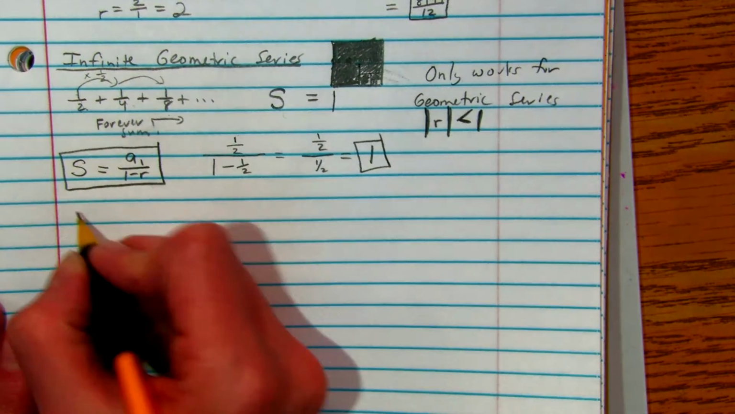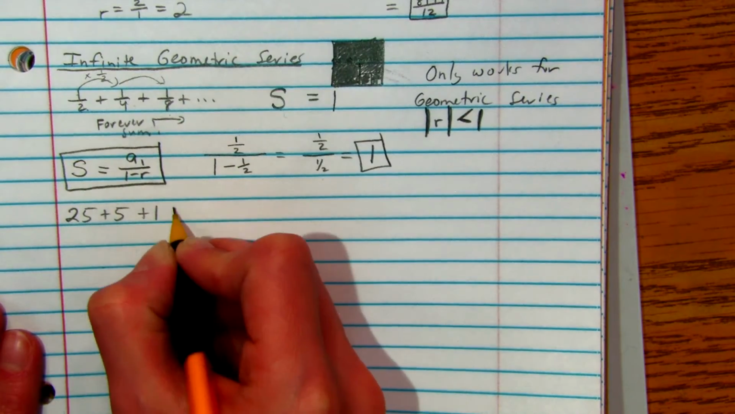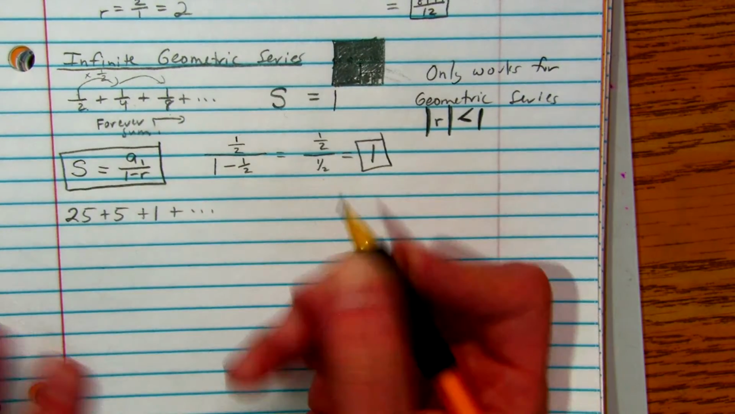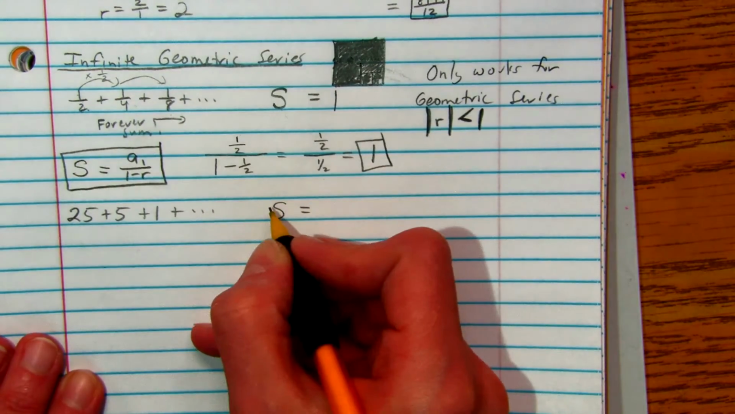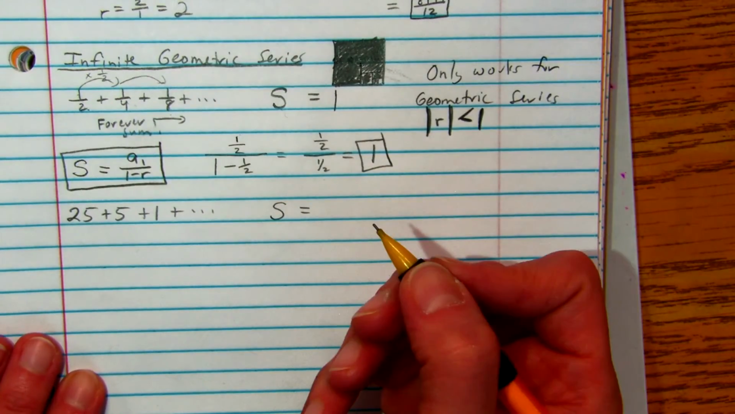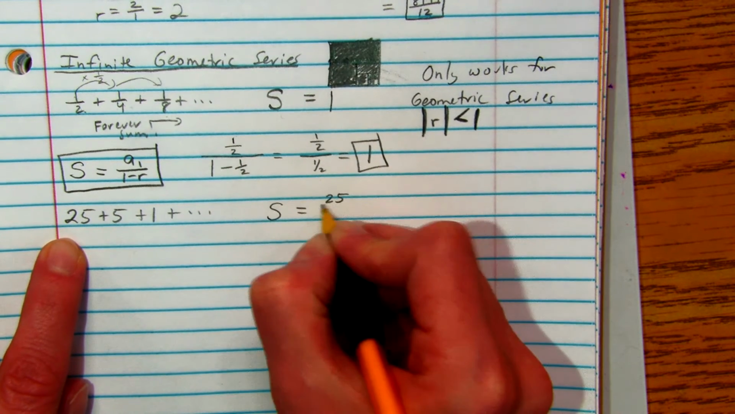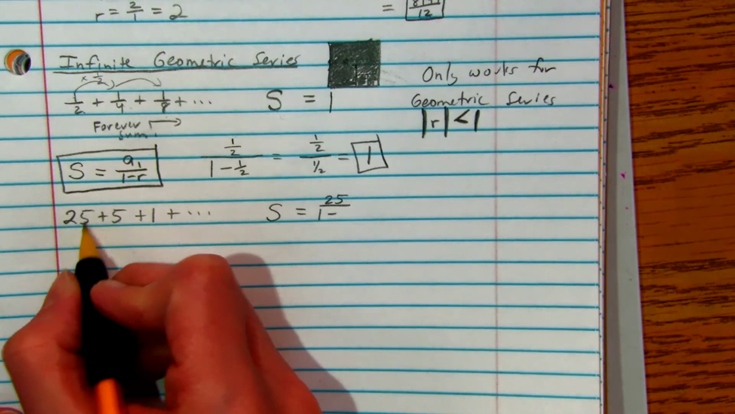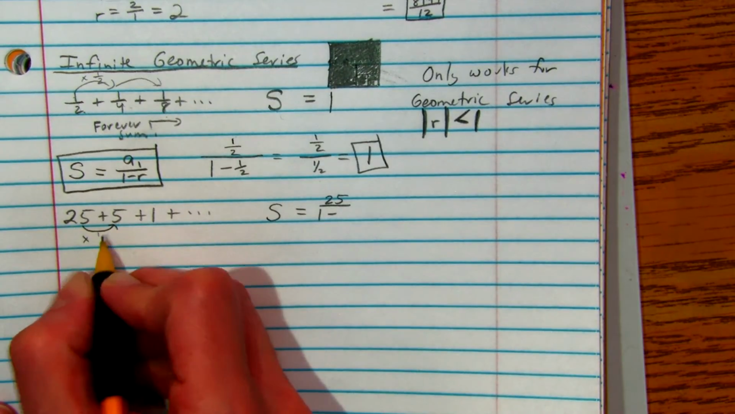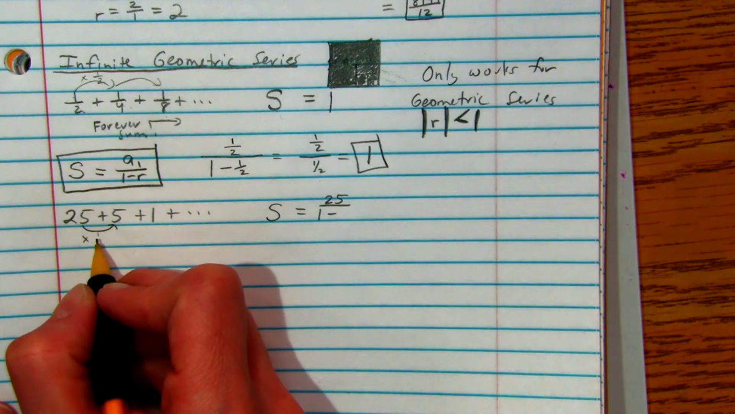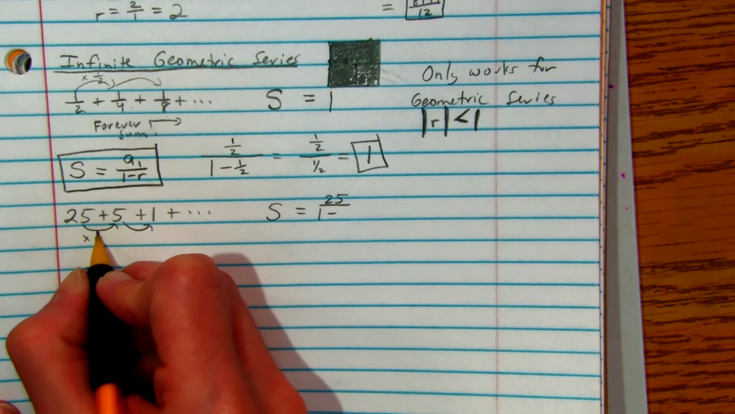So let's say I do 25 plus 5 plus 1 plus and so on. And we want to find that forever sum, that infinite sum. If I add this forever and ever and ever, what it's going to be. So my first term is 25. That goes on the top. Then I have to figure out what the r is. So it looks like it's dividing by 5, what can I say it's multiplying by? Do you remember that from doing our geometric sequences? It would be 1/5.